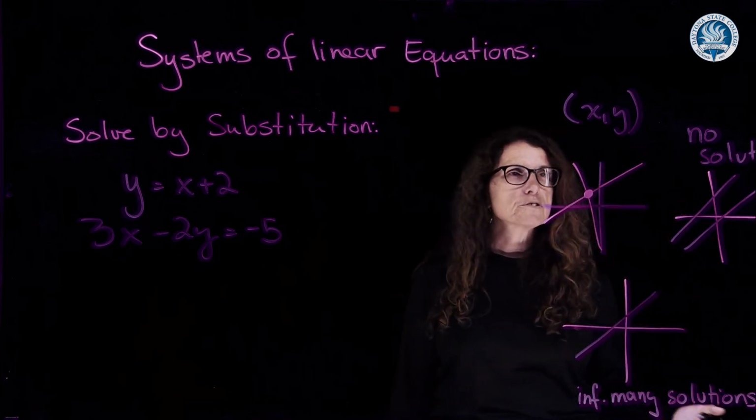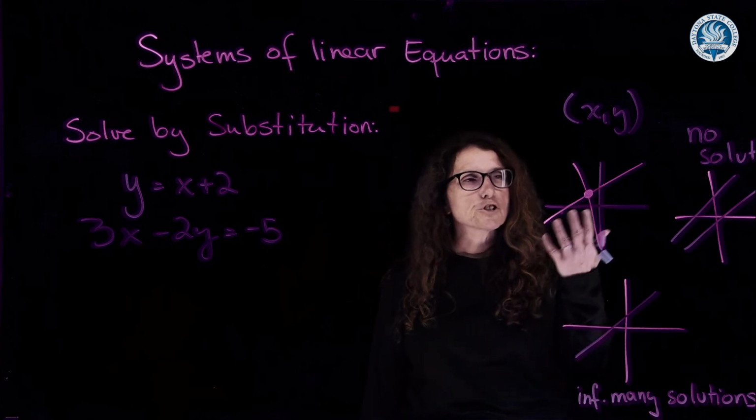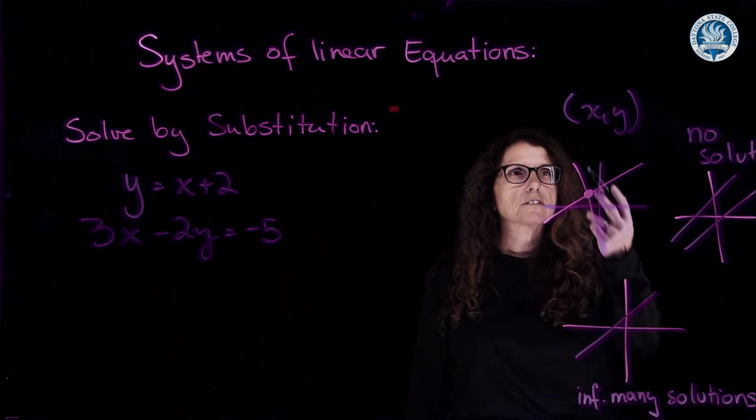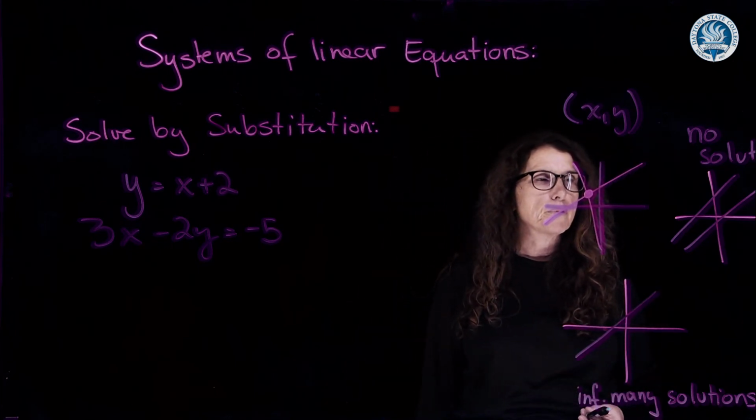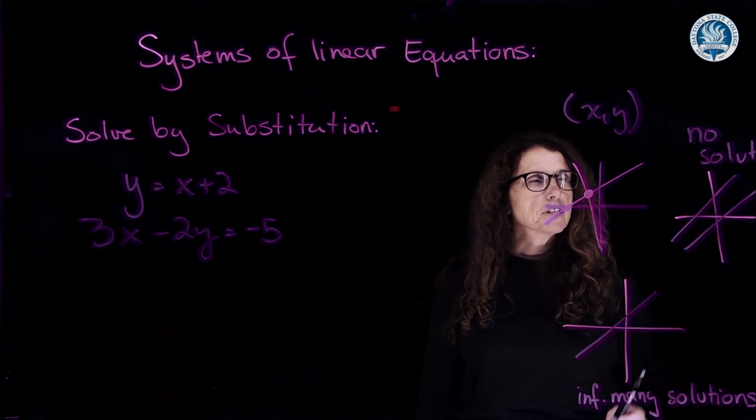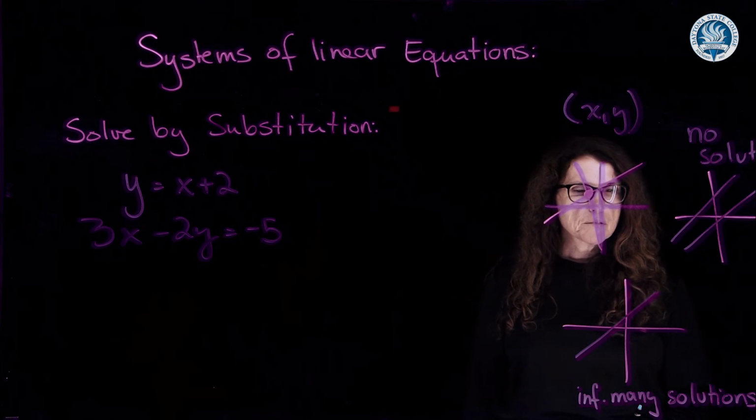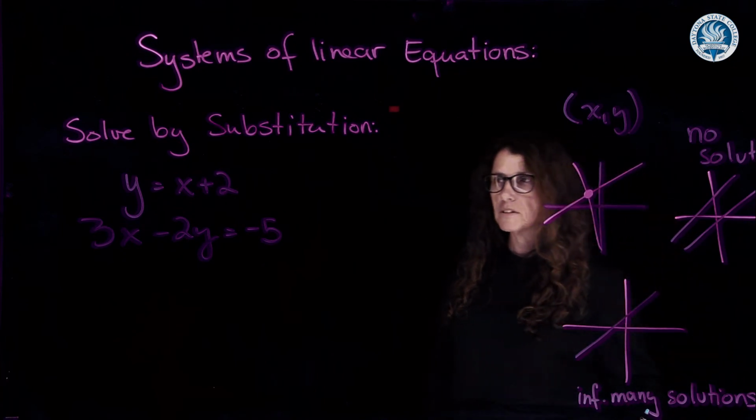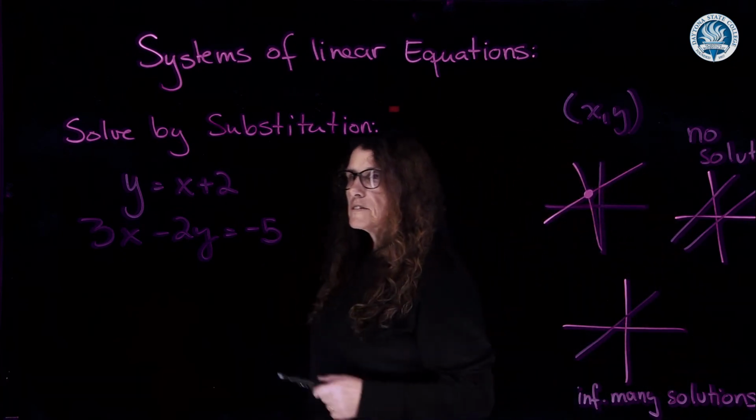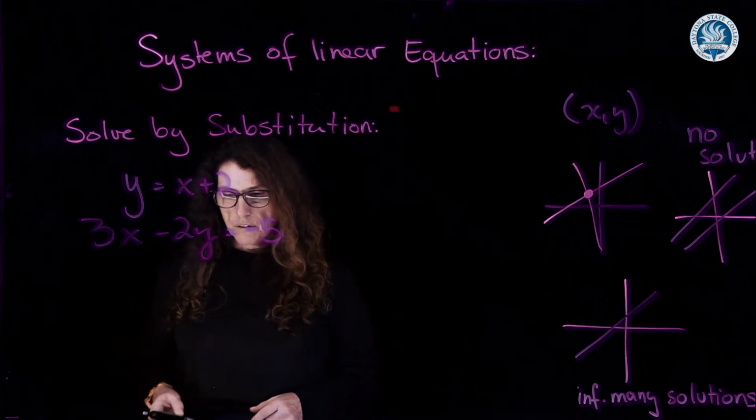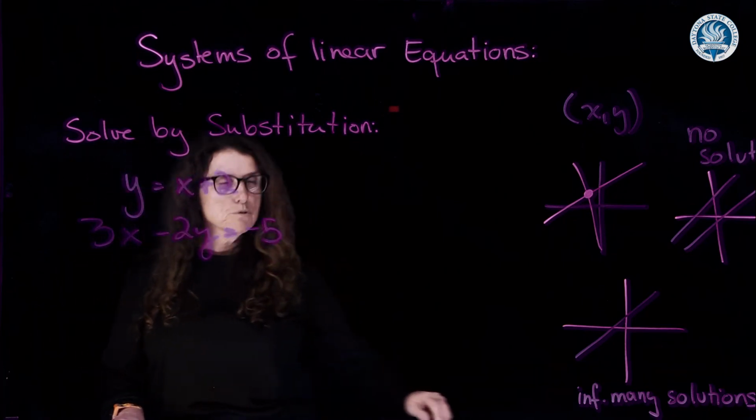Of course, the most common one is actually where the lines intersect and you get some kind of ordered pair. But be careful, sometimes you have no solution and sometimes you have infinitely many solutions. So let's go back to this problem. We want to solve this by substitution method.